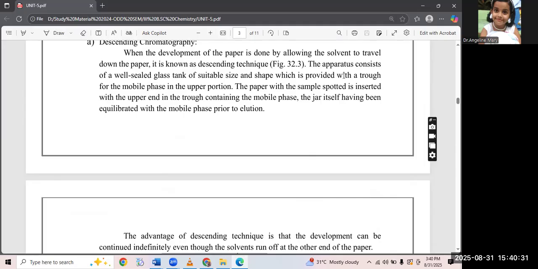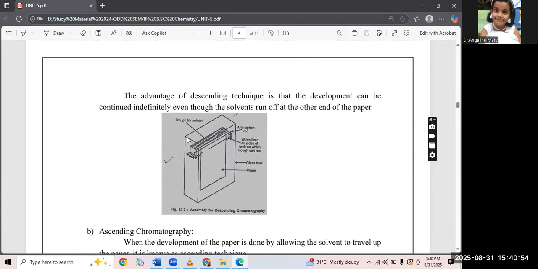The apparatus consists of a well-sealed glass tank of suitable size and shape, which is provided with a trough for the mobile phase in the upper portion. The paper with the sample spotted is inserted with its upper end in the trough containing the mobile phase, the jar itself having been equilibrated with the mobile phase prior to elution. So this is the descending chromatography.